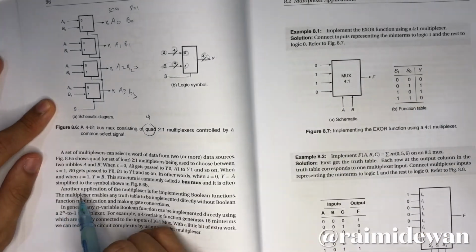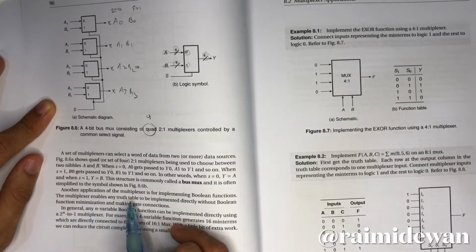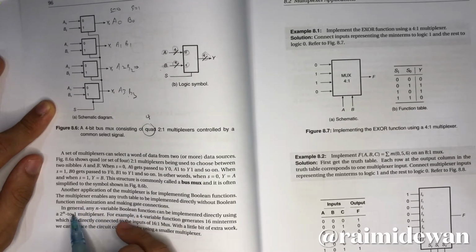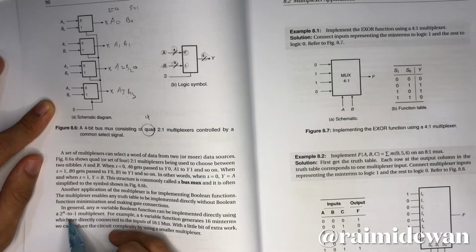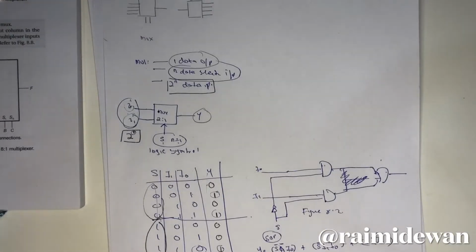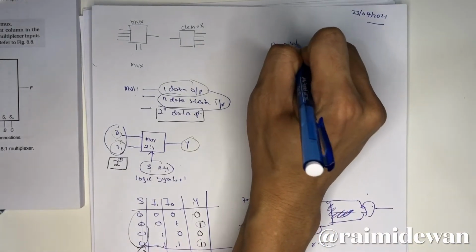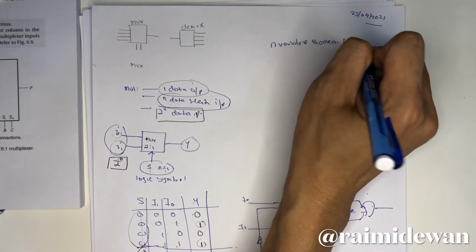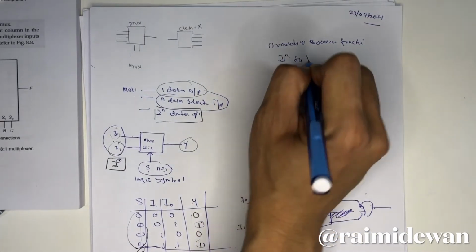Another application of the multiplexer is implementing Boolean functions. The multiplexer enables any truth table to be implemented directly, without Boolean function minimization and making gate connections. In general, any n-variable Boolean function can be implemented directly using a 2^n to 1 multiplexer. Let me sketch this. In general, if you have an n-variable Boolean function, it can be directly implemented using a 2^n to 1 mux.